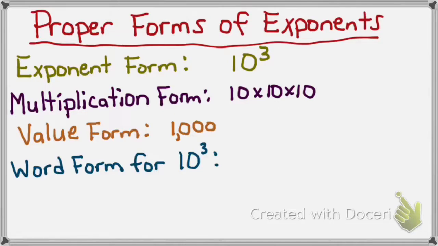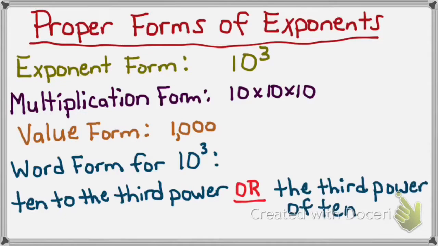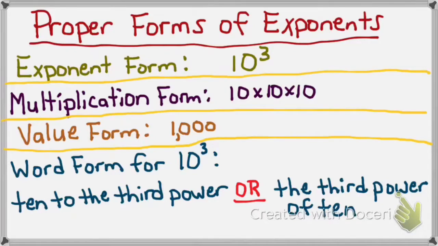If you were number 25 in line, you would be 25th in line. So you would say 10 to the 25th power. So the word form, when you have a base of 10 and exponent of 3, is 10 to the third power. There is another correct way to say this as well. You could also flip it around and say the third power of 10. So 10 to the third power, or the third power of 10. This is a good page for you to refer back to during this lesson.